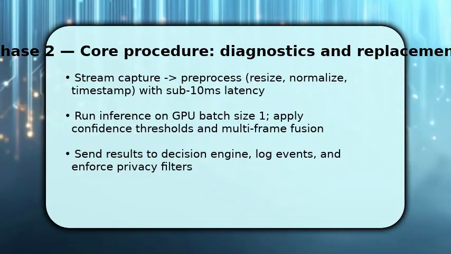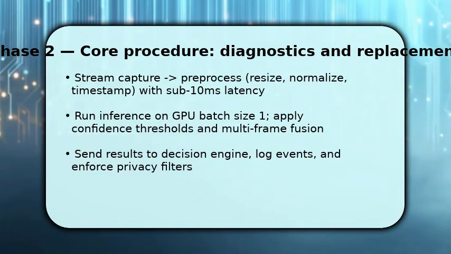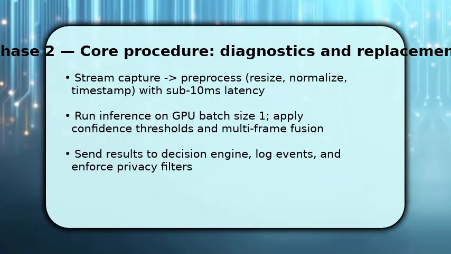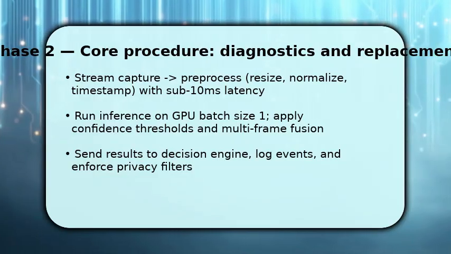You now configure the processing pipeline to maintain low latency and accuracy. Route incoming frames into a lightweight preprocessor that resizes, normalizes, and timestamps each frame. Keep per-frame latency under 10 ms.